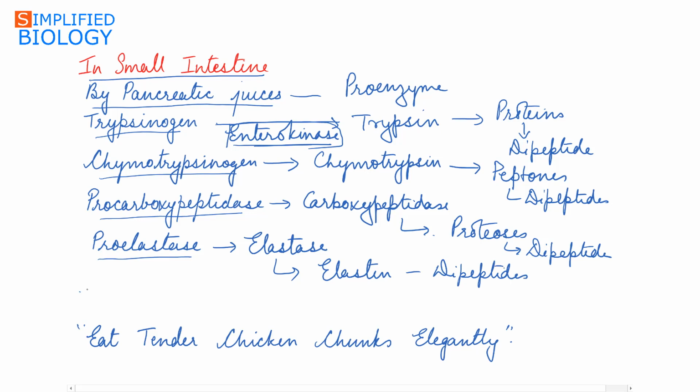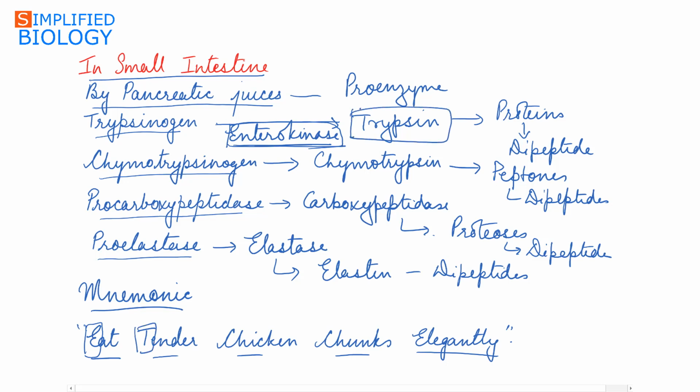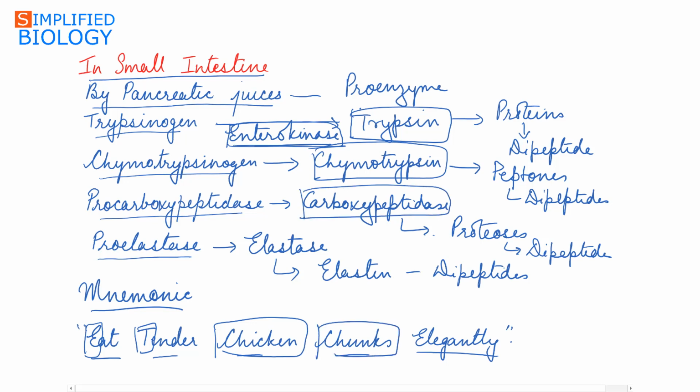Now, the trick or the mnemonic to remember these enzymes is: eat tender chicken chunks elegantly. E of eat is for enterokinase. T of tender is for trypsin. C of chicken is for chymotrypsin. C of chunks is for carboxypeptidase, while E of elegantly is for elastase.